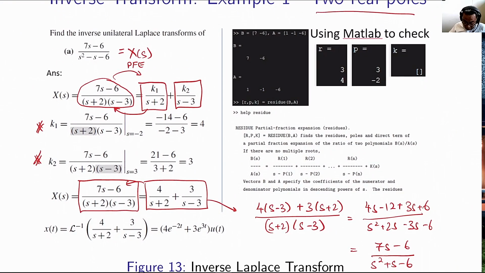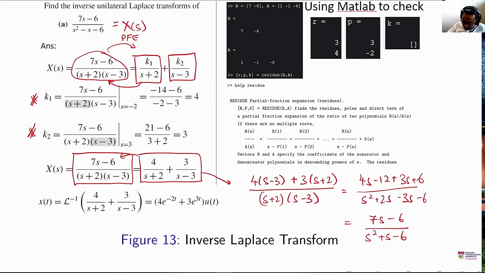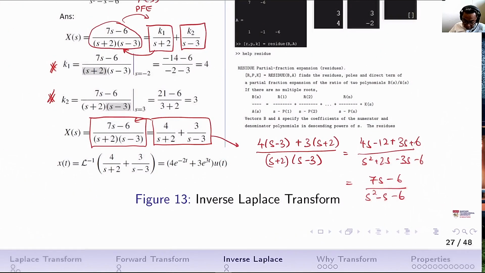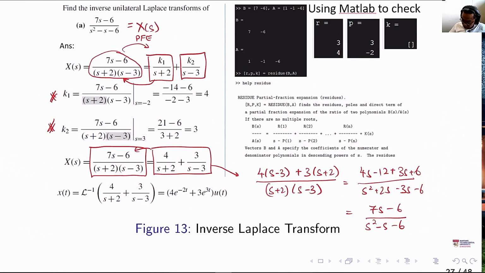S squared minus S squared. Oh, did I make a mistake? Oh yes, here is the mistake. It should be minus S minus 6. So if you find the coefficients by hand, which is quite difficult, well, mechanical but difficult and error prone, you can then use this operation to check whether your partial fraction expansion is correct or not.